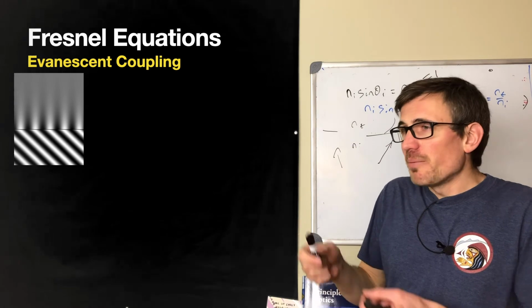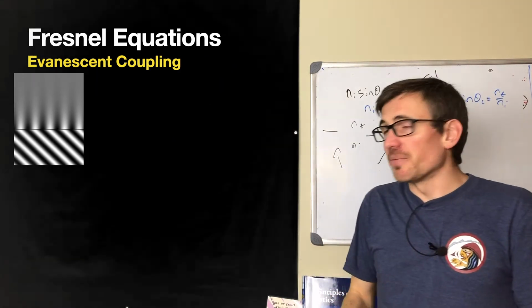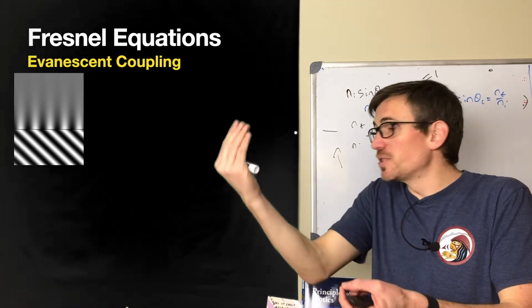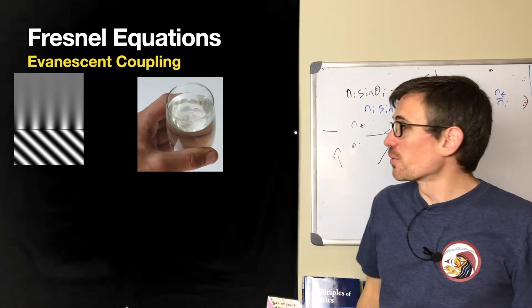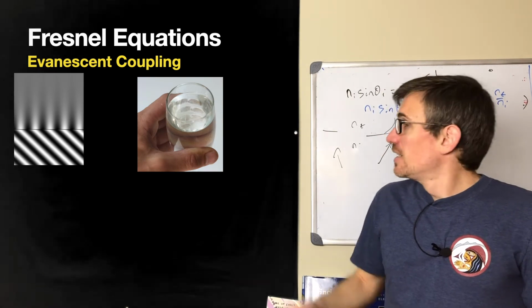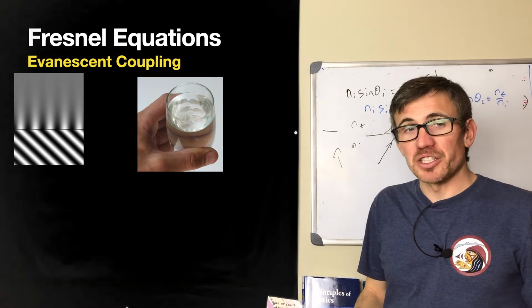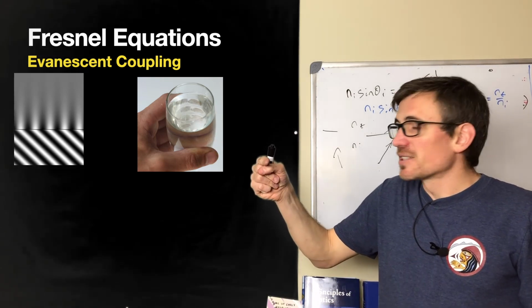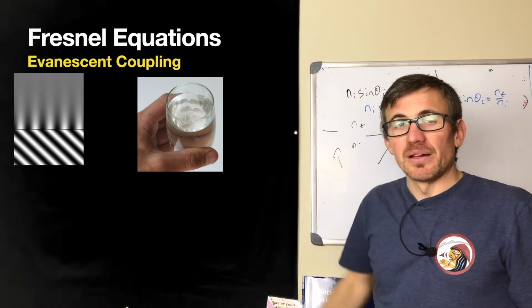If you manage to probe something in that exponentially decaying region, the field can leak through all of a sudden. You lose energy, the field leaks across a gap. This is called frustrated total internal reflection. Here's a picture of something like that happening. The glass is experiencing total internal reflection when you look into it, but for regions where someone's put their finger there, the light can actually couple through.